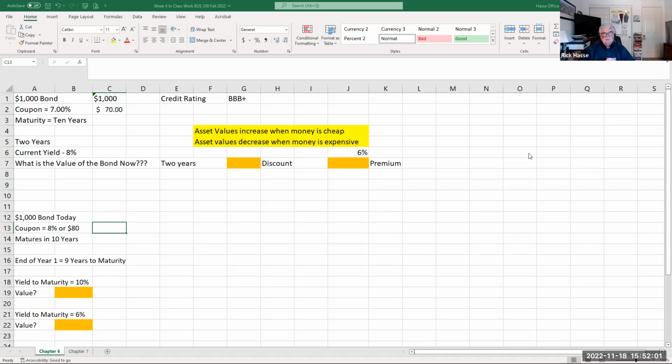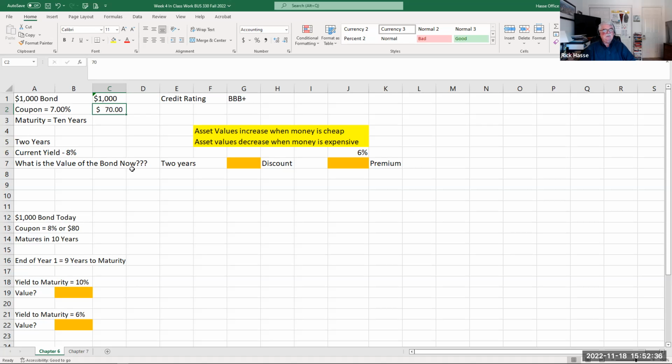So let's take a look at something like this. Here's an example of a $1,000 bond. The company has a credit rating of BBB+, which is not that great. It's kind of average, I guess you could say. So their coupon on that bond is $70 or 7%. If I take 7% of $1,000, there's my coupon of $70. So if I decide to lend my $1,000 to this company, I would get $70 every year for 10 years. And at the end of the 10 years, I would get my $1,000.